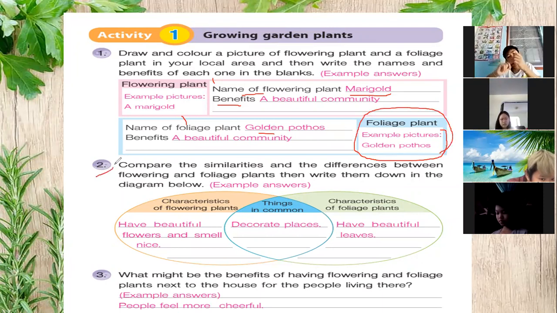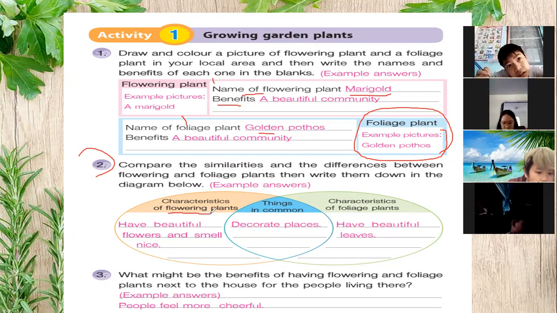Okay, after that, you have to compare. You're having both types of plants, the flowering ones and the foliage ones. Both of the plants you already have. Then you have to compare the similarities and the differences between both types of plants, and then write them down in the diagram here.